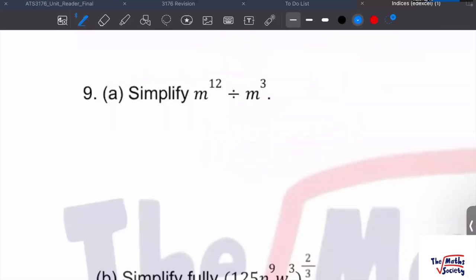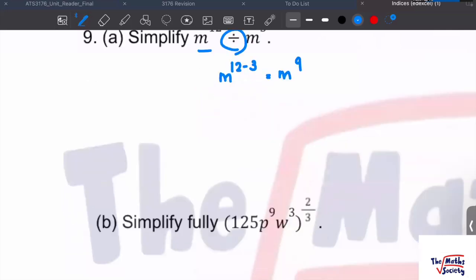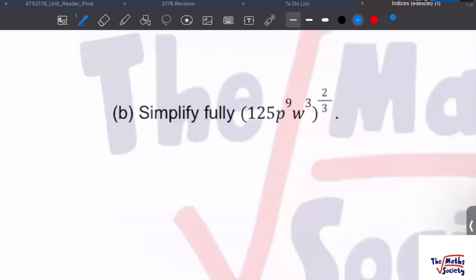And we move on to number 9. We know that if you divide, we're just going to minus the powers, right? So it's just m 12 minus 3, so that's m power 9. And number B, you have 125 firstly, power 2 by 3, so that's going to be 25. P, 3 times 2 by 3, so p power 6. W is just going to be 2, so that's your answer.